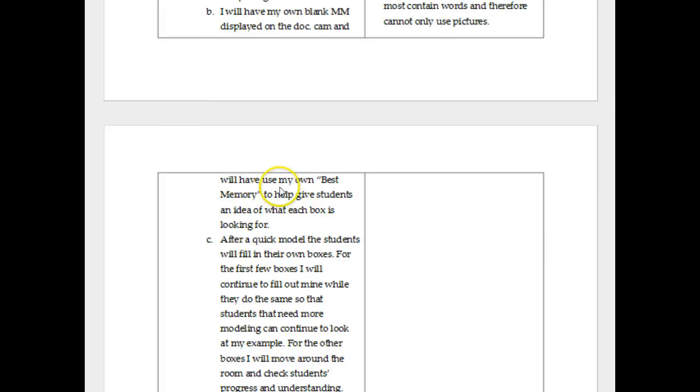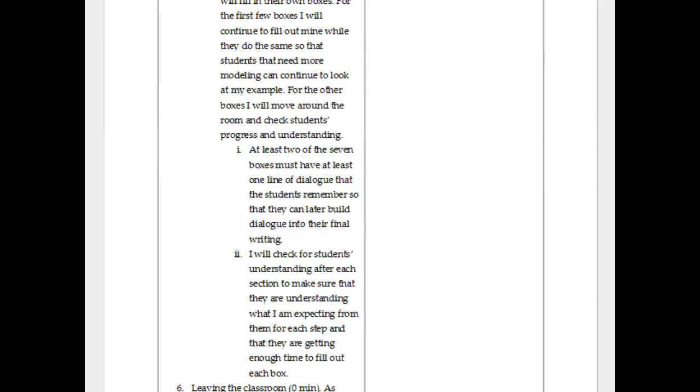What you want to include in this section here then is not just the handout of your completed memory map, but the think aloud pieces that you will have there, so that I can see that you are structuring those thinking processes well for your students. Okay? So after a quick model, the students fill in their own box. I like that. Excellent.